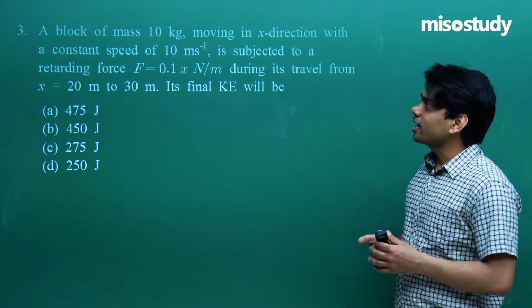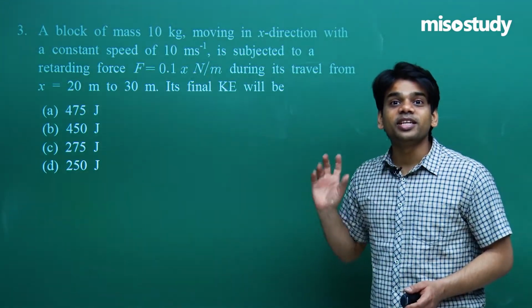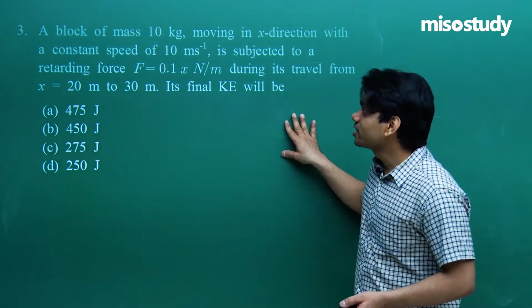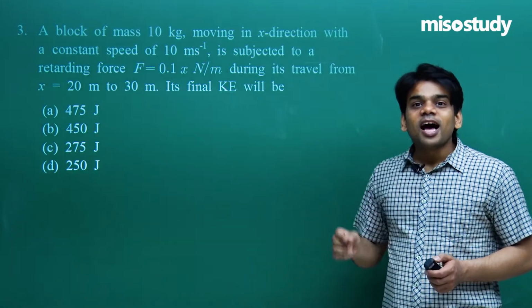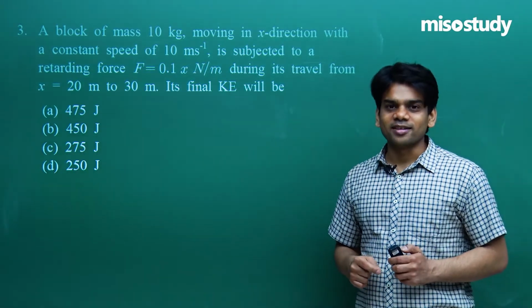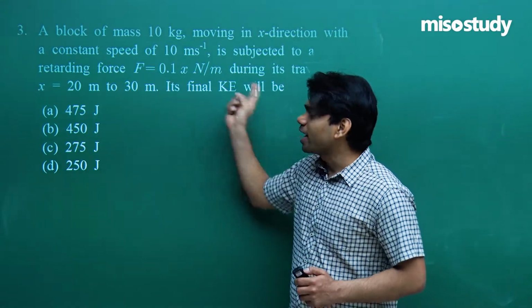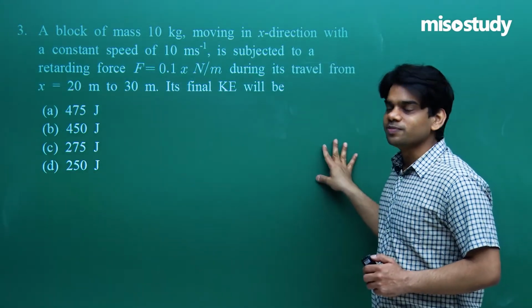Before that, try to understand the body is moving with a constant speed, which means it has some initial value of kinetic energy. We are interested in finding the final value of kinetic energy. I have told you the work done by all the forces is equal to the change in kinetic energy. Here we will be using that concept only. And force is a retarding force, so it is going to reduce its speed.